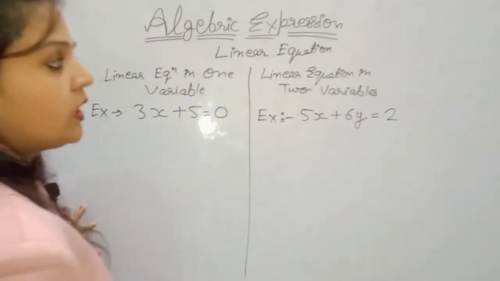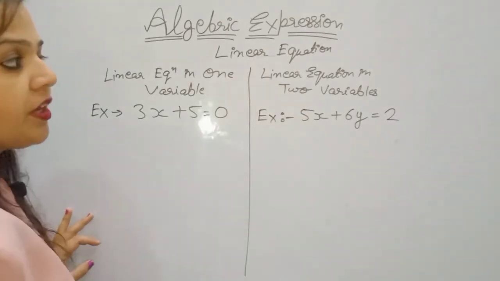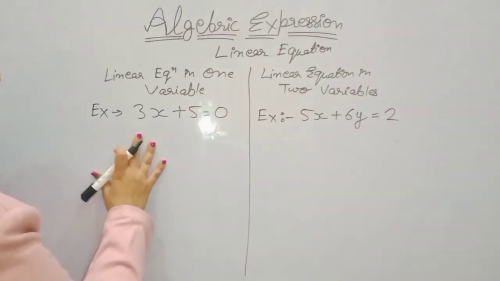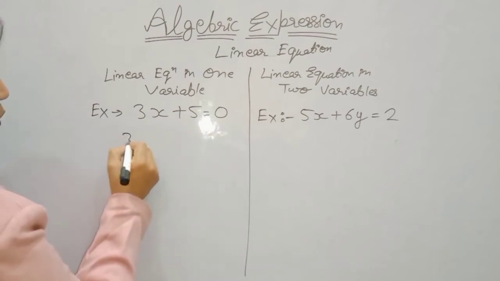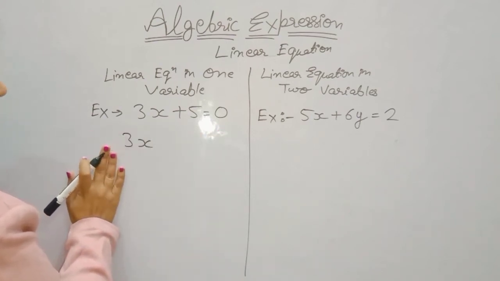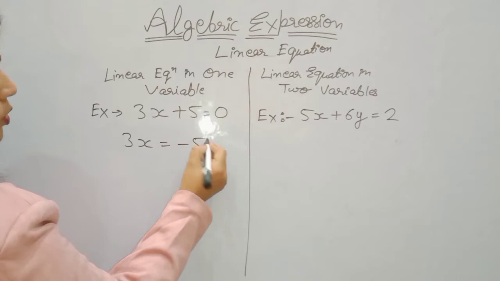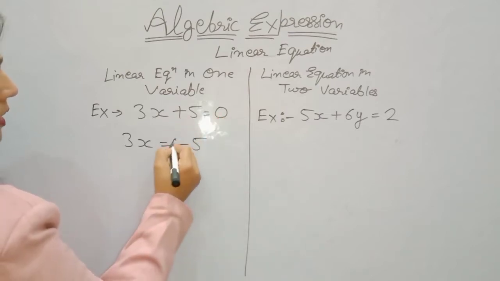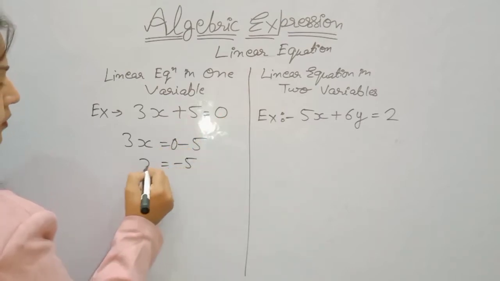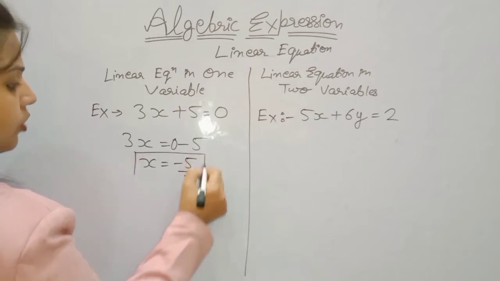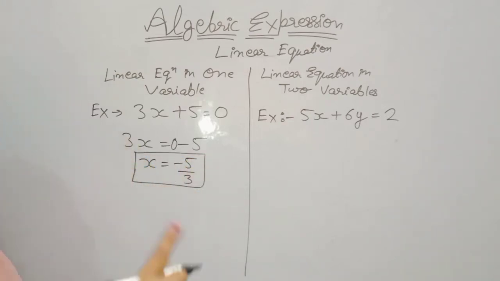So how we can solve the linear equation in one variable and two variable? The next thing is this. Okay, if we have a linear equation in one variable, so what we have to do? We have to take the variables on the left hand side and constants on the other side. If we take it to the other side, 0 minus 5 is minus 5. So x is minus 5 by 3. In this way we can solve the linear equation in one variable.